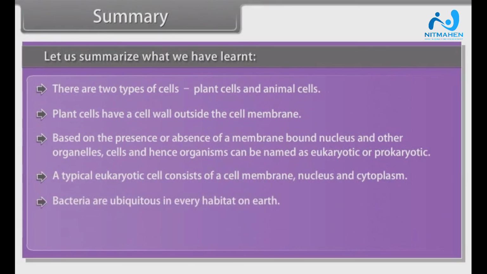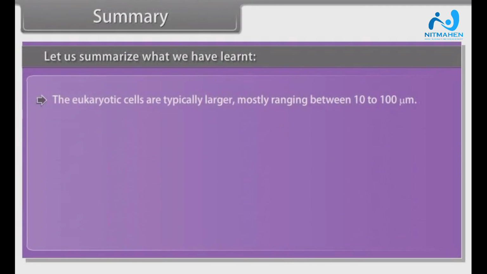Bacteria are ubiquitous in every habitat on Earth. Prokaryotic cells usually range between 1 to 10 micrometer. The eukaryotic cells are typically larger, mostly ranging between 10 to 100 micrometer. The prokaryotic cells are primitive.